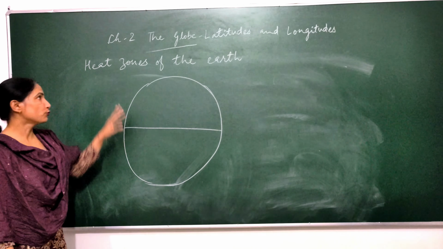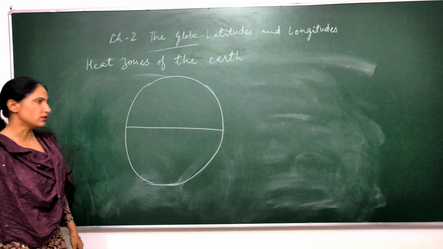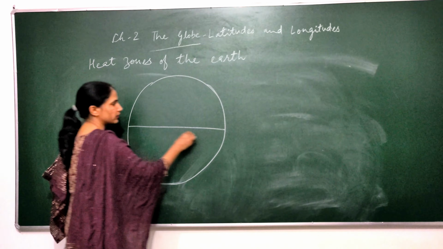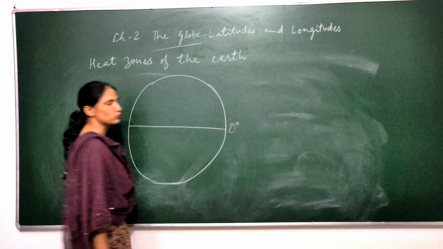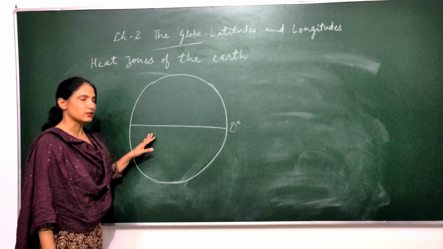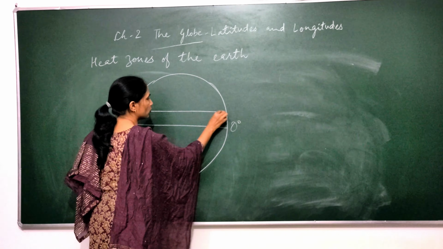In this chapter we are going to focus on the heat zones of the earth. As we all know, there are three heat zones of the earth. This is our earth, and this is the equator, which divides the earth into two equal parts, the northern and southern hemisphere. This is the equator, and there are three heat zones.